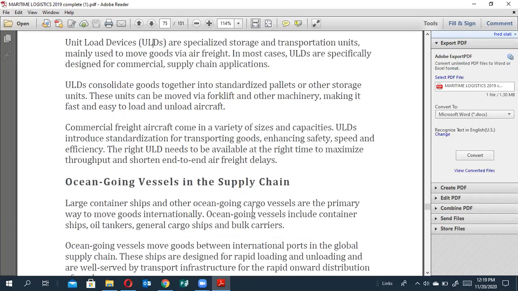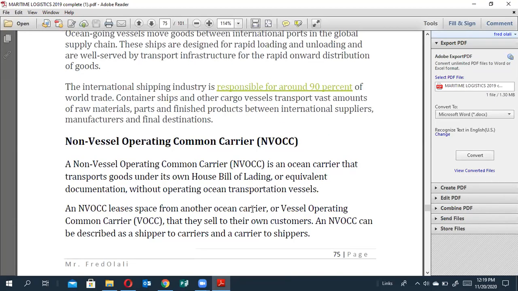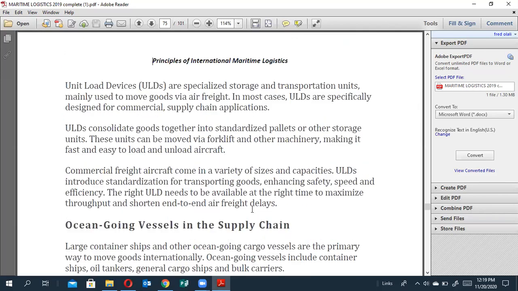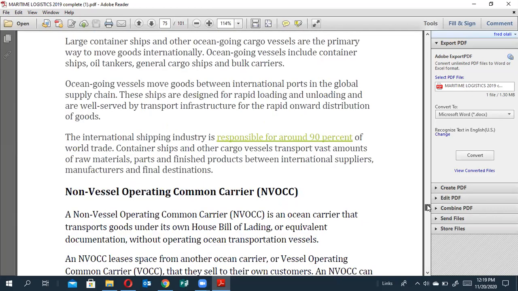Then, ocean-going vessels. What is the role of ocean-going vessels in the supply chain? What role do ships play in the supply chain? As we said, large container ships and ocean-going cargo vessels are the primary way to move goods internationally.